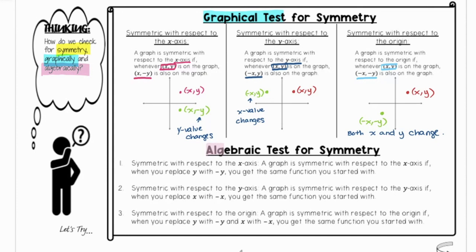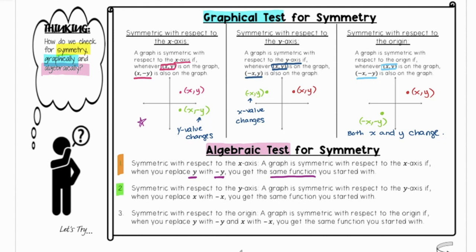We will also need to do an algebraic test. So there are 3 cases here as well. Number 1, symmetric with respect to the x-axis. Just like we said graphically, a graph is symmetric with respect to the x-axis if when you replace y with negative y, just like we said in the original right here. This time we're going to be looking at functions, so we're going to look to see if we have the same exact function that we started with.